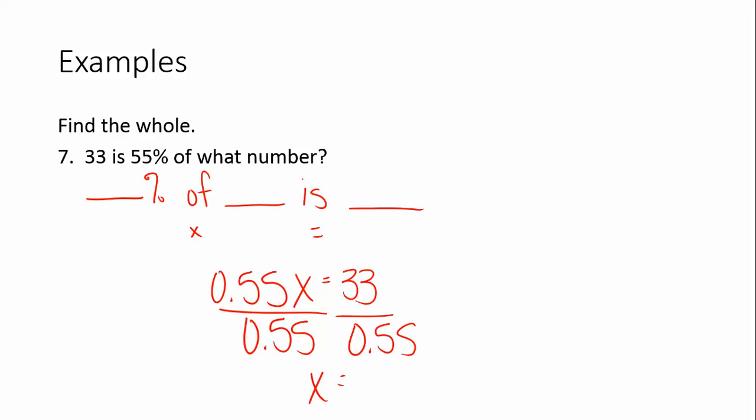If we're trying to find the whole, this number should definitely be larger than 33. You take 33 and you divide it by 0.55, we get 60. So 33 is 55% of 60.